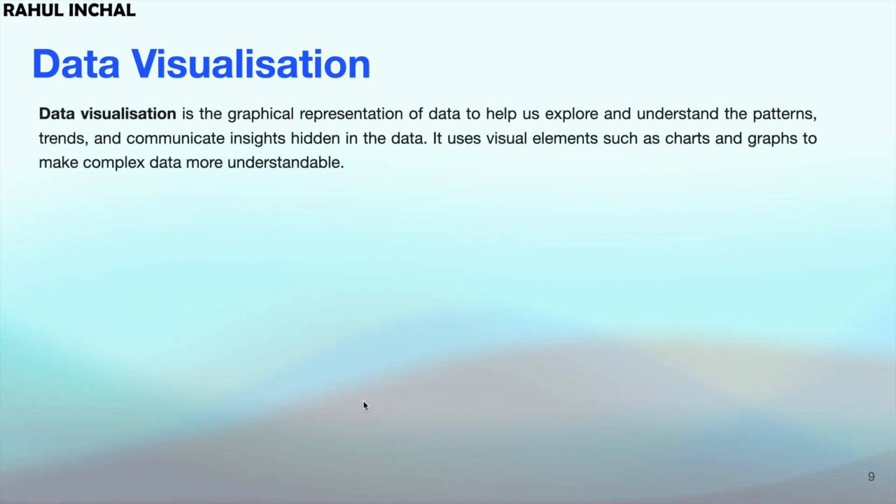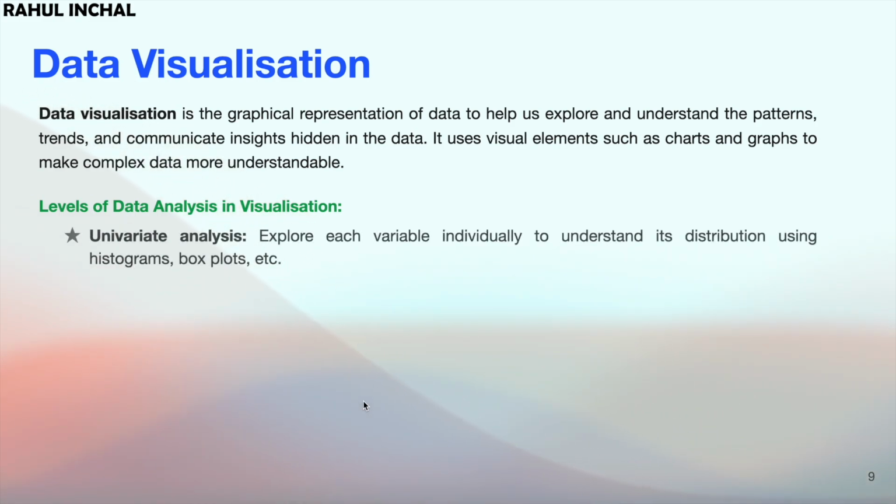Now we come to the most important thing, that is data visualization. Now guys, all those who are going for a data analyst position, data visualization becomes very, very important. Open a notebook and start making notes out of it. Data visualization is a graphical representation of data to help us explore and understand the patterns, trends, and communicate insights hidden in the data. It uses visual elements such as charts and graphs to make complex data more understandable.